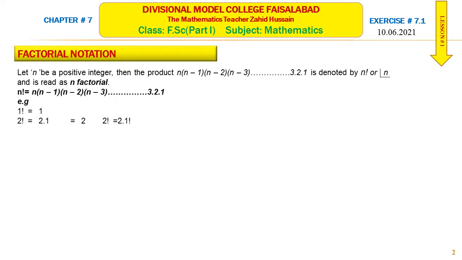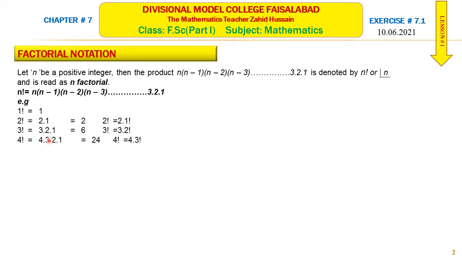1 factorial is 1. 2 factorial means the product of all the numbers from 2 to 1. This is equal to 2. Or 2 factorial can also be written as 2 into 1 factorial. 3 factorial is the product of 3 to 1. This is equal to 6, or this can be written as 3 factorial equals 3 multiplied by 2 factorial. You can stop writing the further numbers by putting the factorial notation with that number.